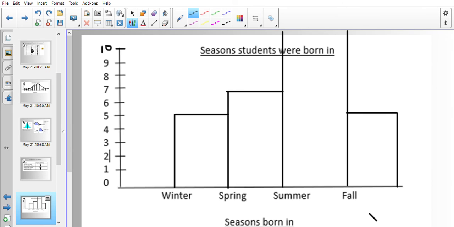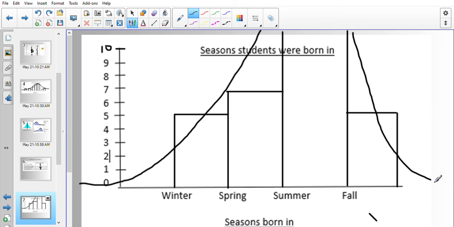So now let's think about this graph. Does this look a little bit more symmetrical? Why? What happened when we consolidated our information? Does it look a little bit more, and again, I'm going to have to go off the page, like that nice bell curve? Yeah, it does. So as we consolidated that information, the graph itself became more symmetrical.